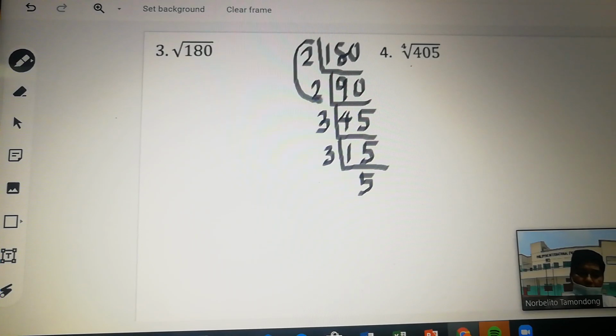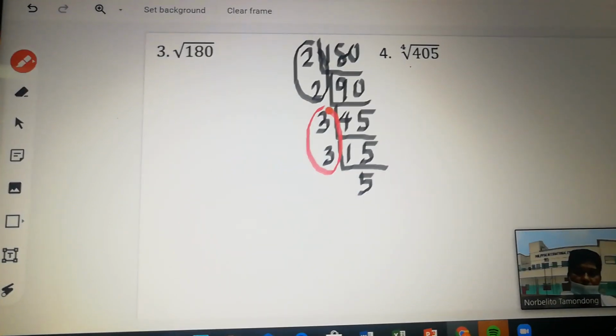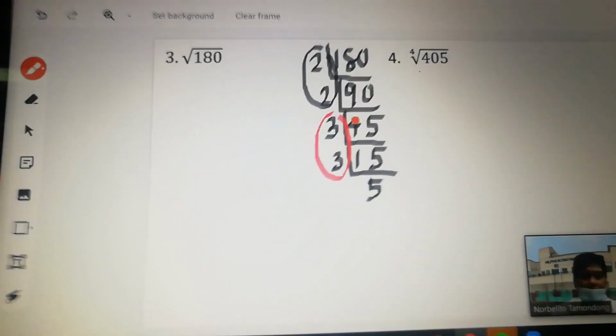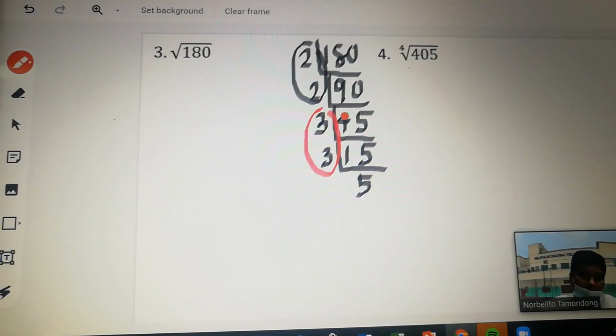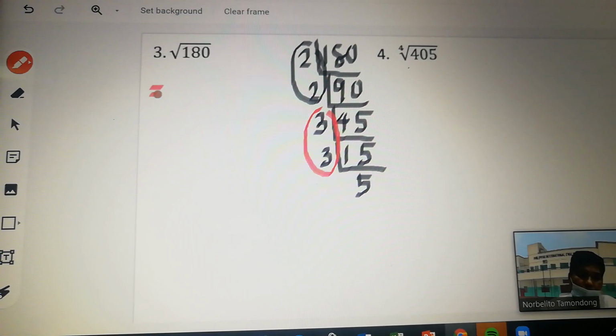Lahat ng may kapares na parihas na numero dyan, lahat yan ay perfect square. Like 2 times 2, then 3 times 3. So saan natin yan ilalagay? Ilalagay natin yung product ng mga to, 2 times 2 times 3 times 3, doon sa perfect square factor ninyo.